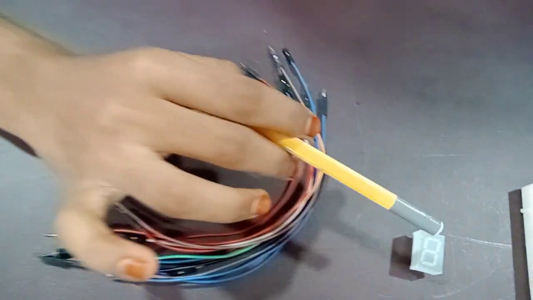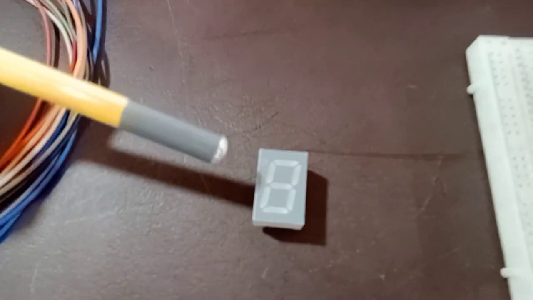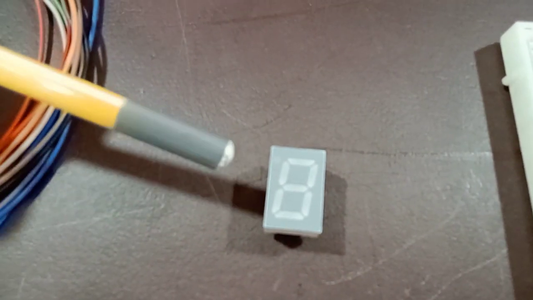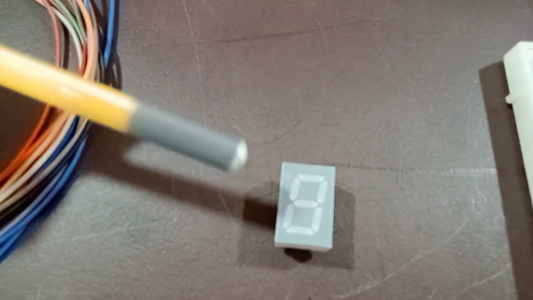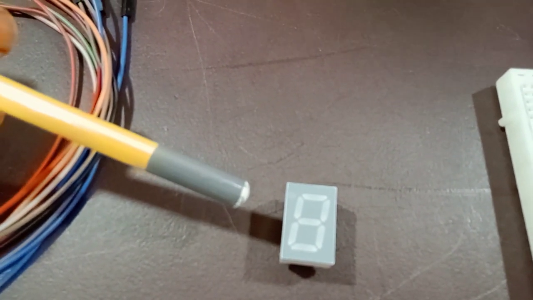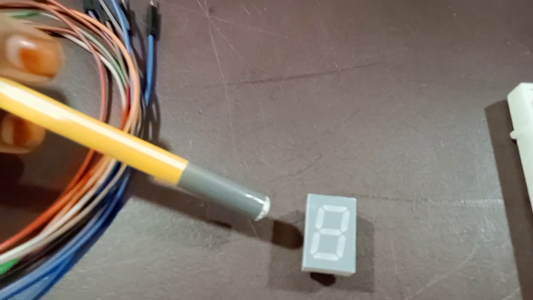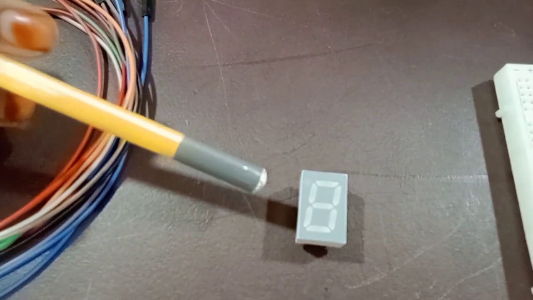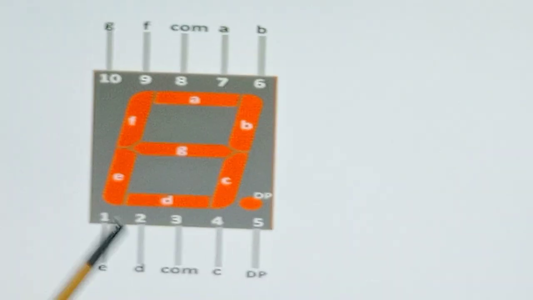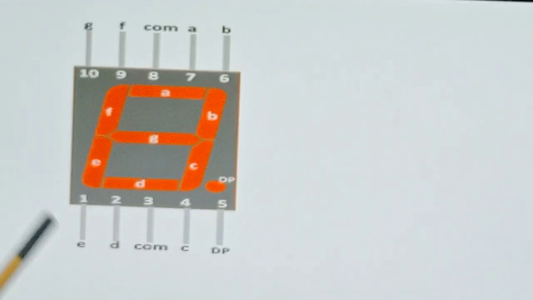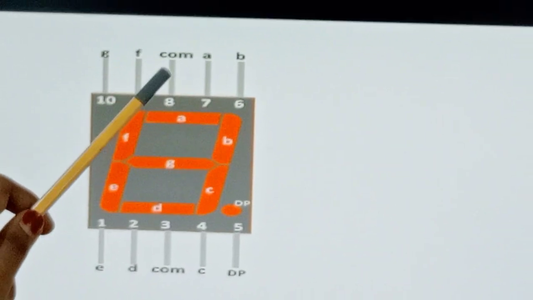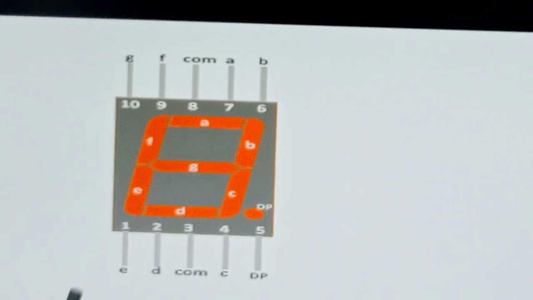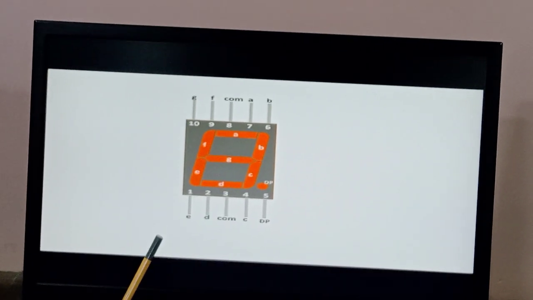So now coming to the 7-segment display. It is an object which illuminates 7 different segments, and it is used to display numbers or characters with a combination of 7 different segments. So now coming to the image. So this is the image, and with the help of this image, today we are going to do connections. And these are the common pin, and the rest of the pins are used to connect in digital pins.